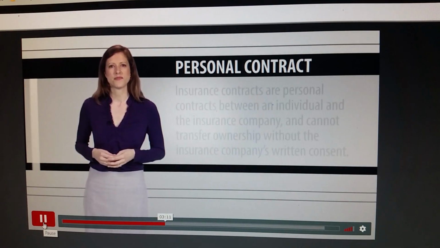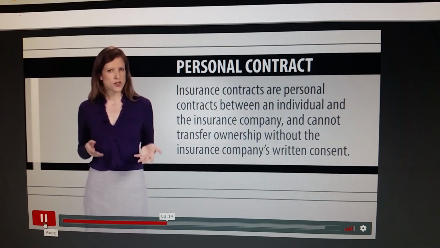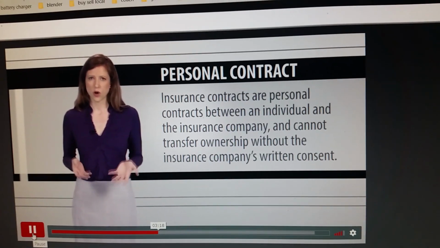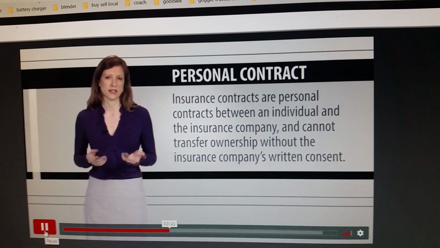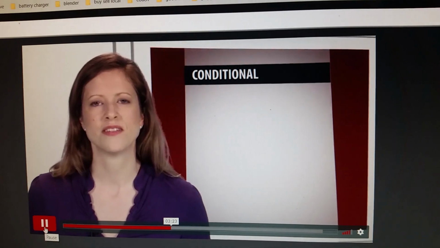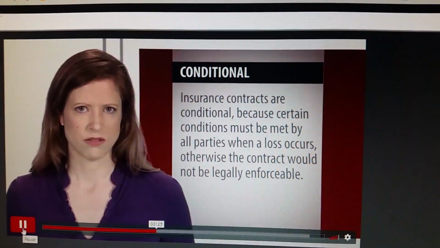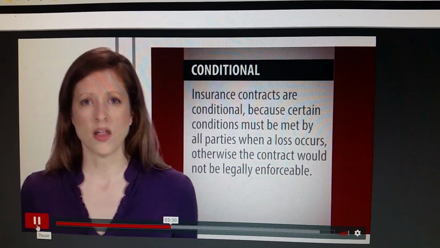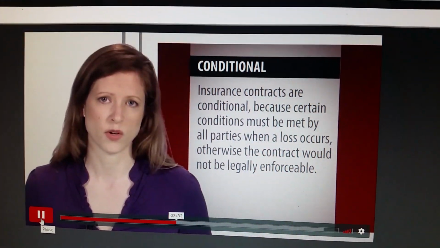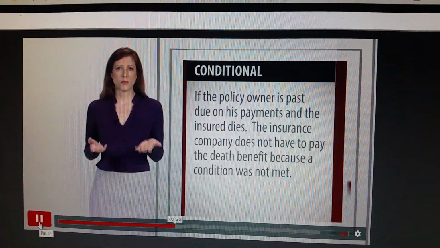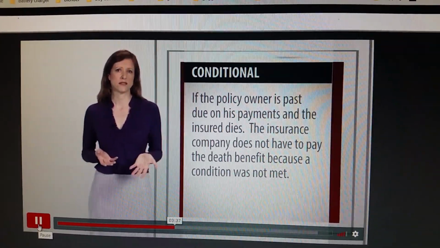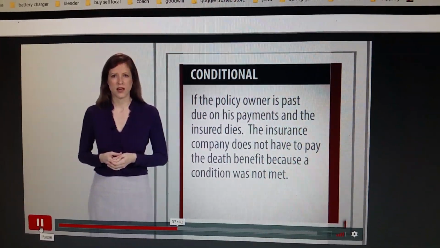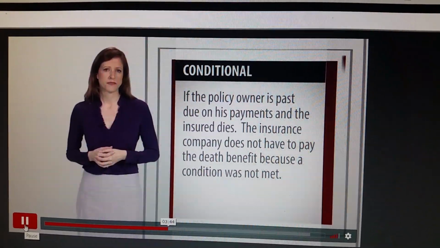Personal contract. Insurance contracts are personal contracts between an individual and the insurance company and cannot transfer ownership without the insurance company's written consent. Conditional. Insurance contracts are conditional because certain conditions must be met by all parties when a loss occurs. Otherwise, the contract would not be legally enforceable. Meaning that if the policy owner is past due on his payments and the insured dies, the insurance company does not have to pay the death benefit because the condition was not met.